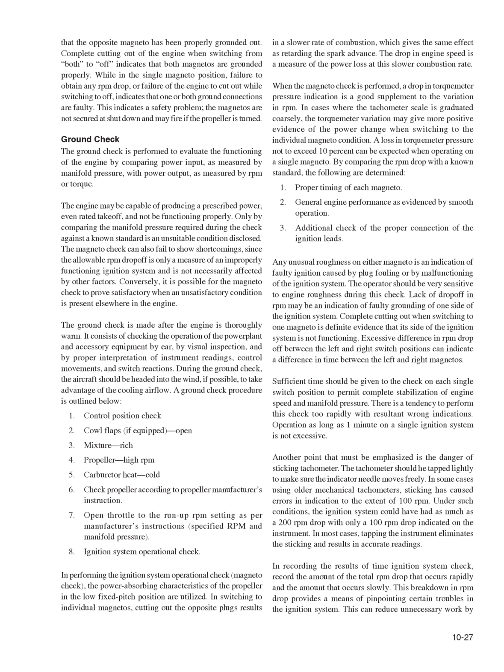When the magneto check is performed, a drop in torque meter pressure indication is a good supplement to the variation in RPM. In cases where the tachometer scale is graduated coarsely, the torque meter variation may give more positive evidence of the power change when switching to the individual magneto condition. A loss in torque meter pressure not to exceed 10% can be expected when operating on a single magneto.